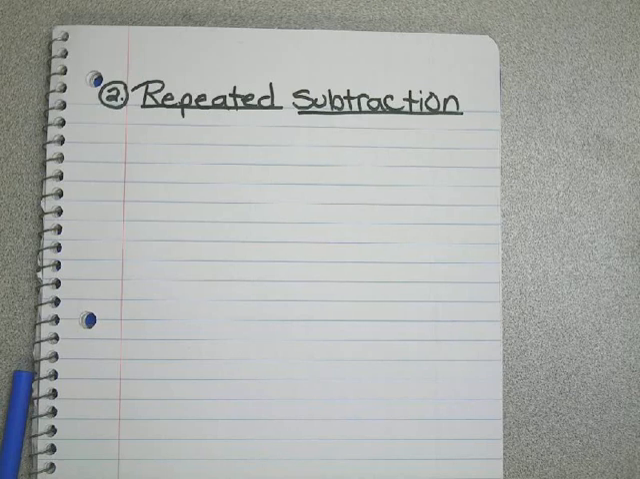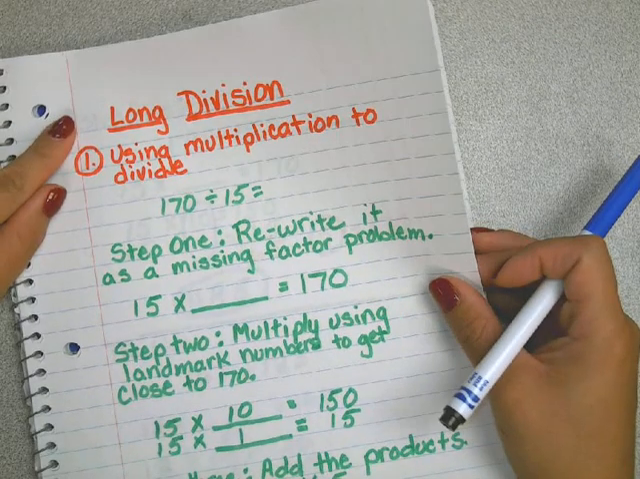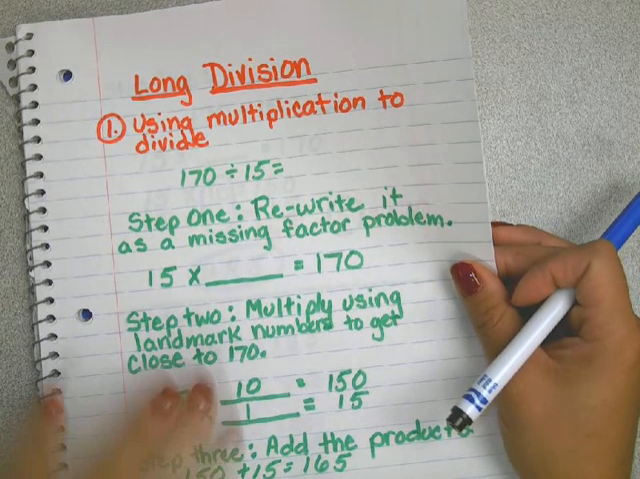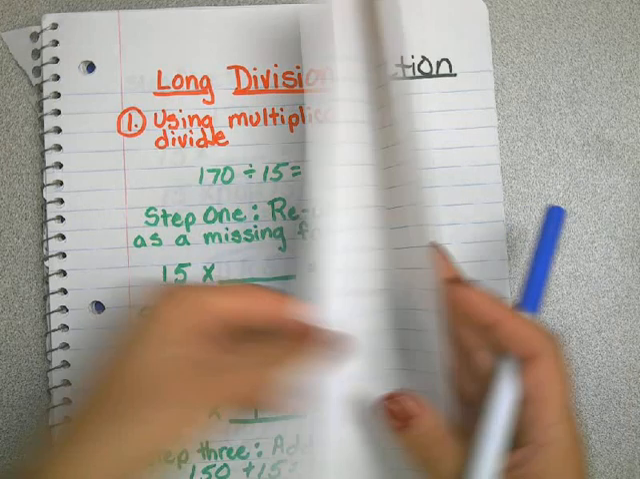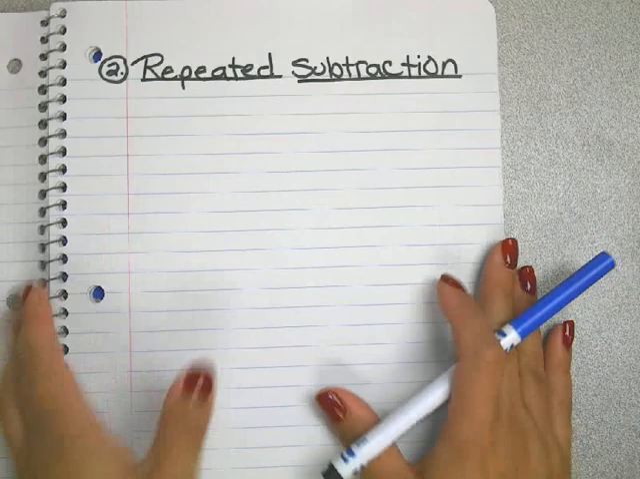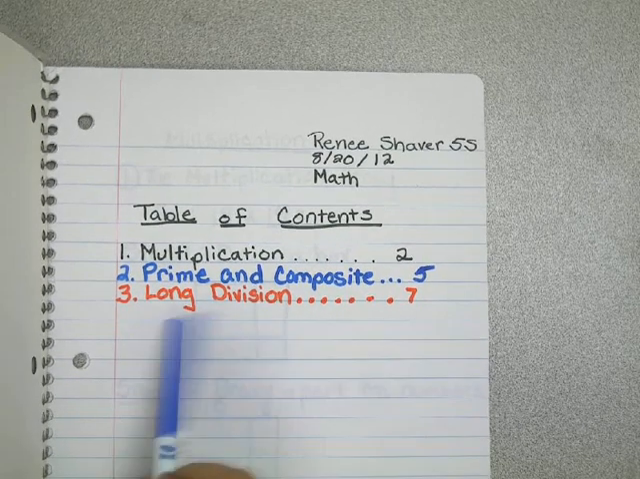Alright, so today we are doing repeated subtraction, and just so you guys remember, we already titled our page long division, and we took some notes on using multiplication, and that was our first strategy. So now we are all the way to strategy number 2. I'm not going to add it to my table of contents because it's still part of this one, okay? But I did go ahead and put a page number.